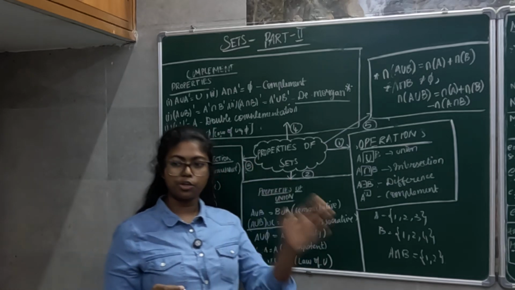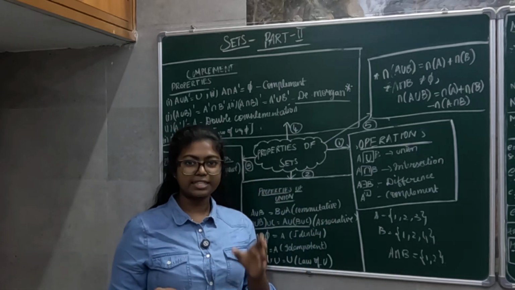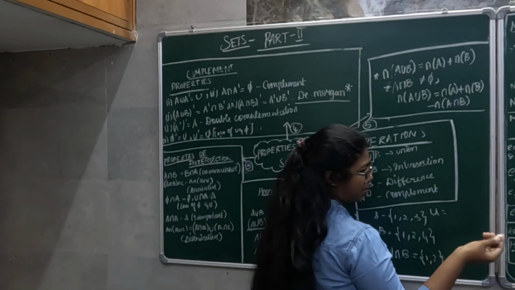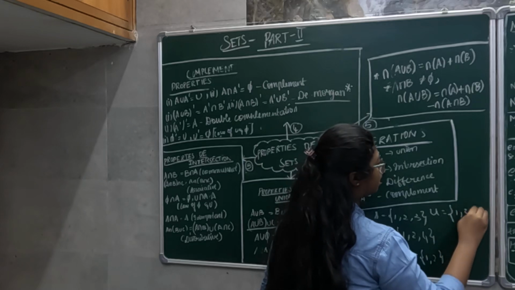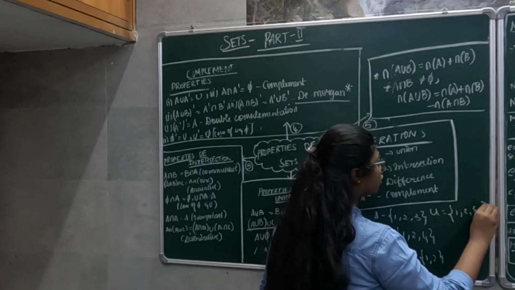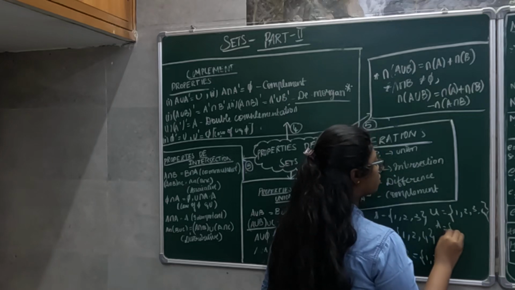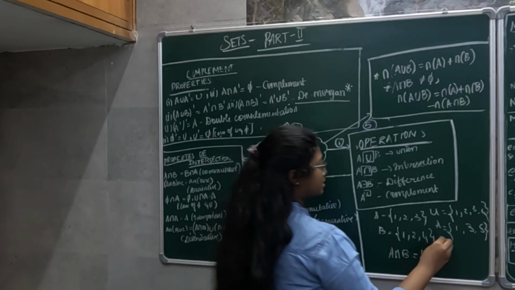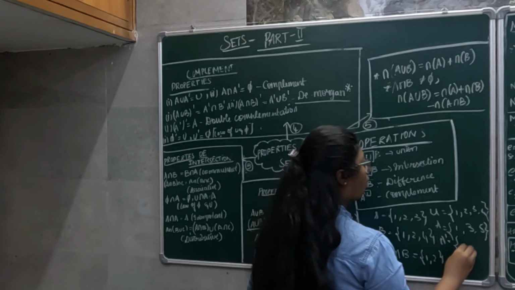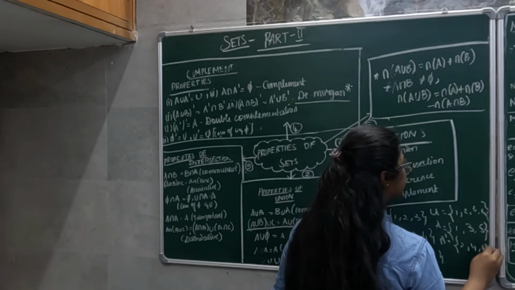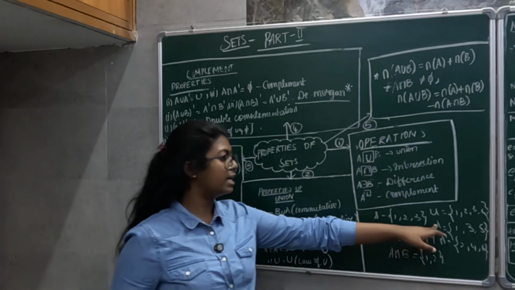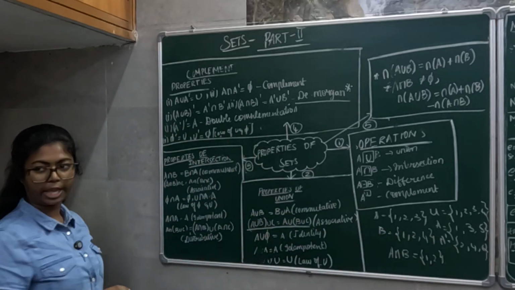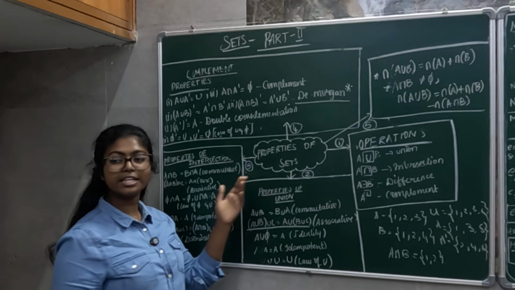For example, if there is a universal set and a set A, say the universal set is equal to the natural numbers, which I'm writing as 1, 2, 3, 4, and it goes on, and A is equal to 1, 3, 5, and it goes on, such that A dash will be 2, 4, 6. These will not be in A, but they will be in the universal set, and that is the complement of A. Then we are going to see the properties of union.